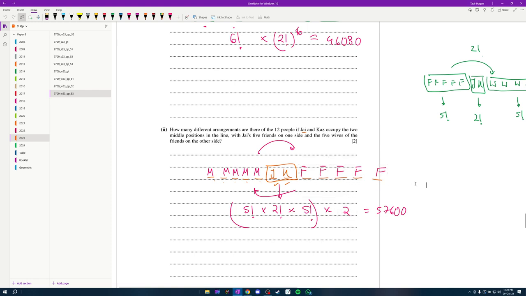And why this into 2 here? Can you guys figure out? Because the wives and Jay's friends can also interchange their positions. This one and this one, right? These are also interchangeable. That is why we have an into 2.